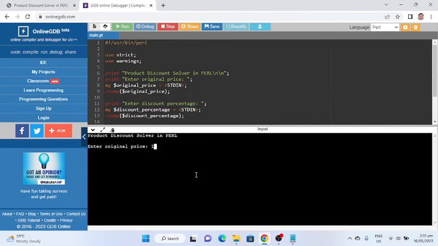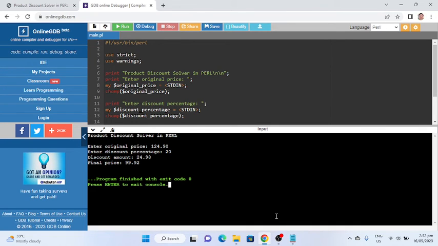Let's say we have 123.90. Let's say the discount is 20%. So the discount amount is 24.98. The final price is 99.92.